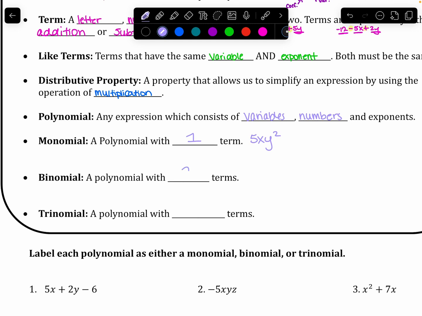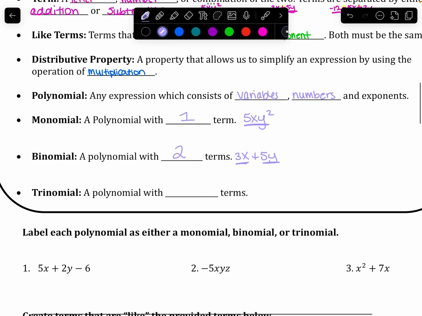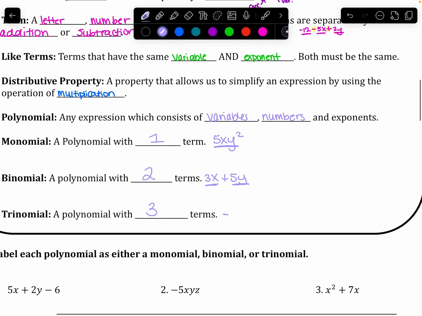A binomial is a polynomial with two terms. That would be like the second thing that I showed you up there, 3x plus 5y. You've got one term here and one term here. Here it's just a single term. And then I'm sure you can guess what comes next. A trinomial is a polynomial with three terms. That was the last thing that I showed you up there at the top. We have negative 12 minus 5x plus 2y. There's a term, there's a term, there's a term.